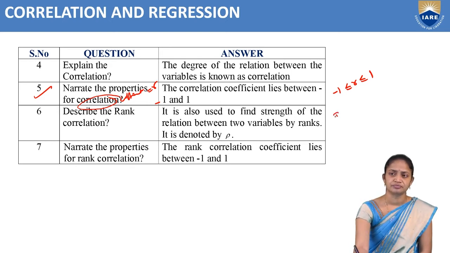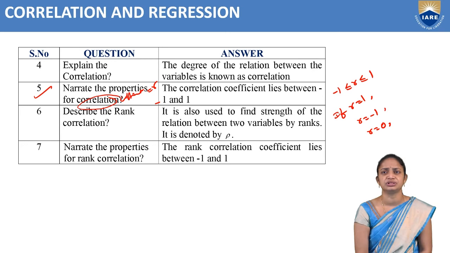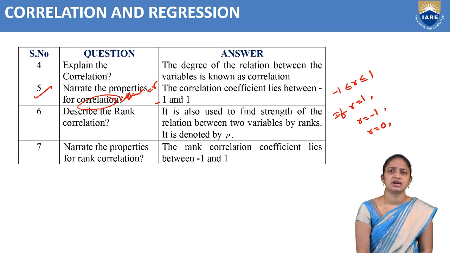If r equals 1, then the relation is perfect and positive. If r equals minus 1, then the relation is perfect and negative. If r equals 0, then there is no relation between the variables or the elements. Those are the properties of the correlation coefficient.